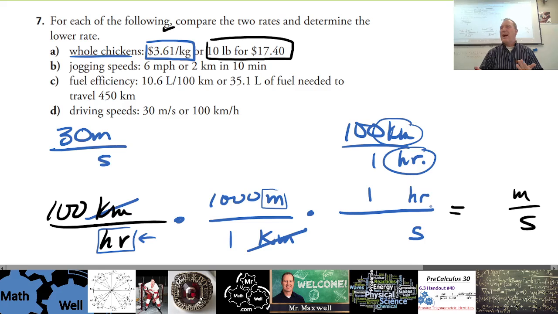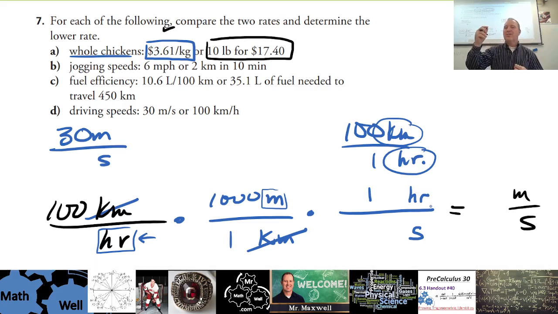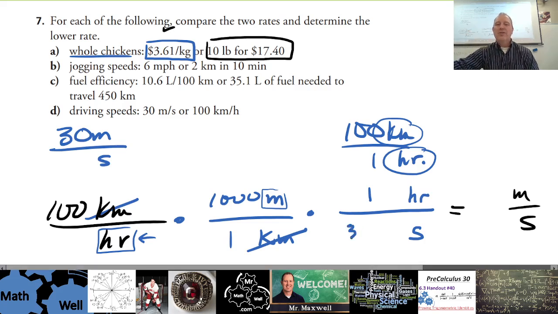Now, if you didn't know that, you could go hours to minutes and then minutes to seconds. You just keep multiplying by all these conversion factors. So I know this, so I can do this. Hours and hours cancel. I'm left with meters per second, and that's exactly what I want.